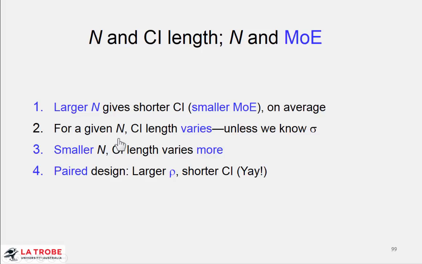For a given sample size, confidence interval length varies. Assuming we don't know population standard deviation, sigma, smaller N, confidence interval length varies more. And for the paired design, there's one additional thing to consider, rho, the correlation between the two measures, between pre-test and post-test. And the larger that is, the better the reason we have for using a paired design, the more sensitive an experiment we have, and the shorter is the CI on our effect size.